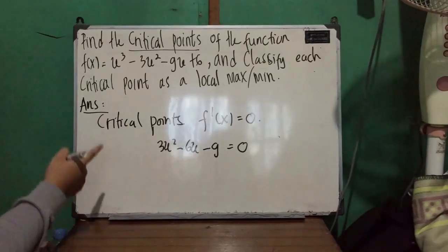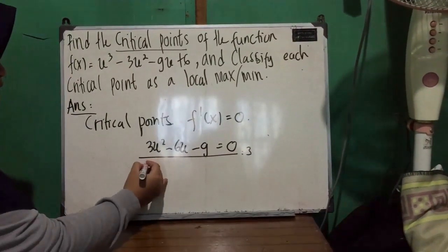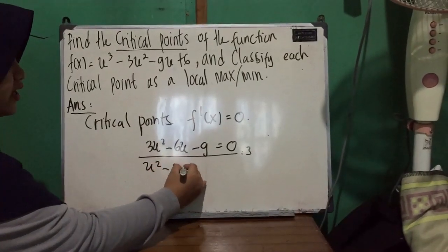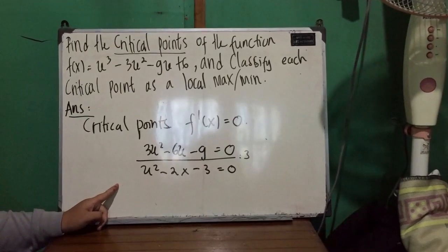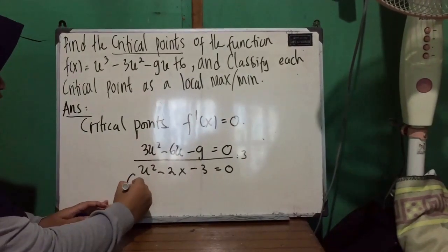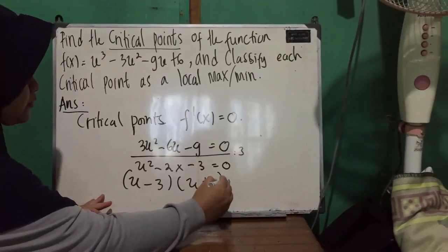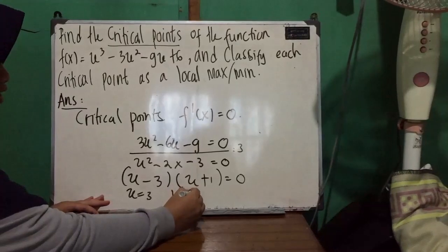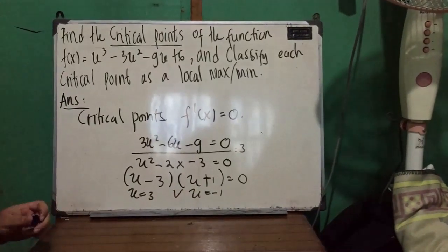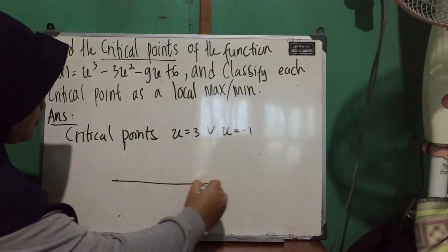Since this can be divided by 3, we divide it by 3. So this will be x squared minus 2x minus 3 equals 0. Then you find the roots: (x minus 3)(x plus 1) equals 0. So the roots are x equals 3 or x equals minus 1. After this, you need to make the sign chart.